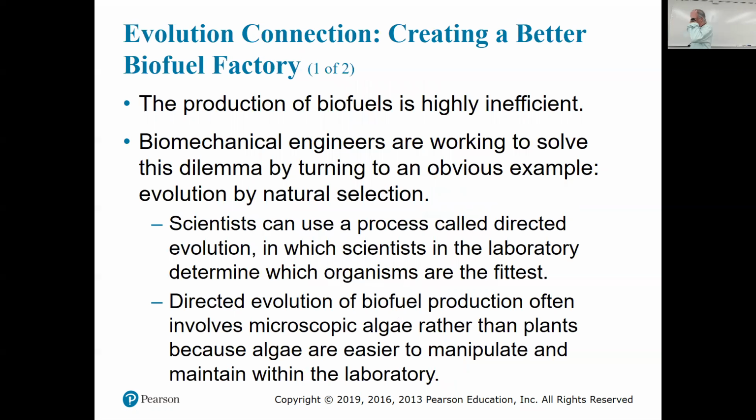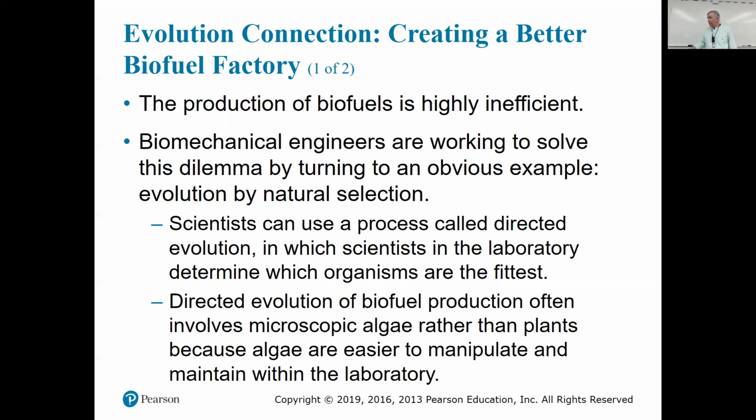Okay, production of biofuels is highly inefficient. Biomedical engineers are working to solve this by turning to the obvious example of evolution by natural selection. They use a process called directed evolution, in which scientists in the laboratory determine which organisms are fittest.